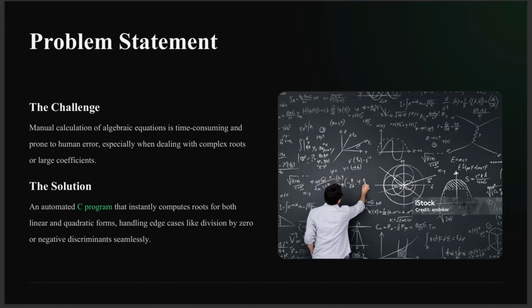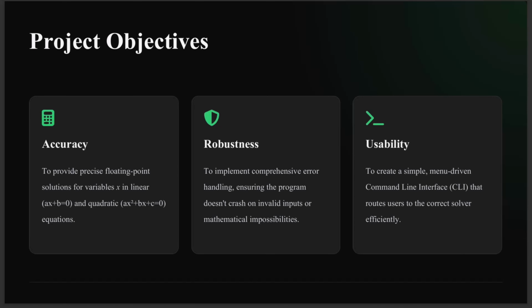Basically, the challenge was that manual calculation of algebraic equations is time consuming and prone to human error, especially when dealing with complex roots or large coefficients. The solution is an automatic C program that instantly computes roots for both linear and quadratic forms, handling edge cases like division by zero or negative discriminant seamlessly. Accuracy is more than human calculation.